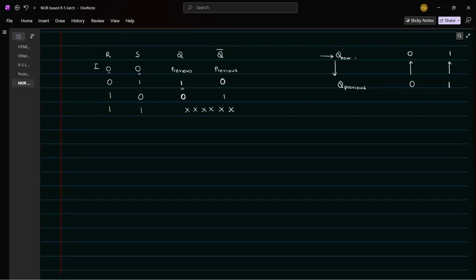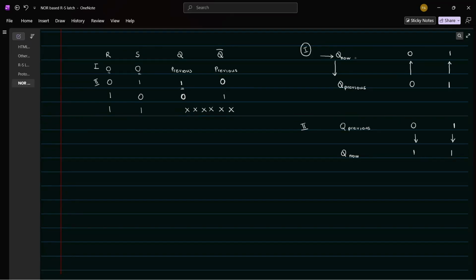If I want to explain further on this condition, the second combination, this is the first combination that we studied already. Now we have the second combination. It doesn't matter what Q previous was. It could be 0 or it could be 1. When you are setting, when R equals 0 and S equals 1, Q now has to become 1. That's the idea. It has to change.